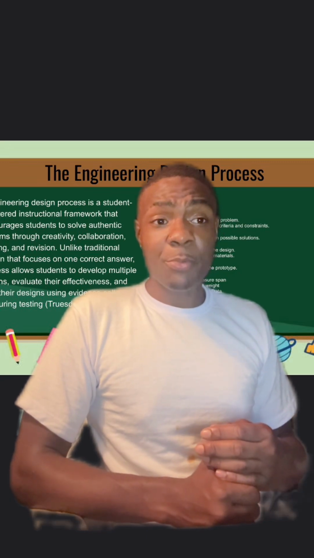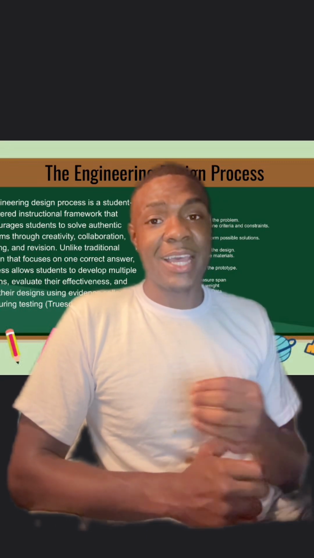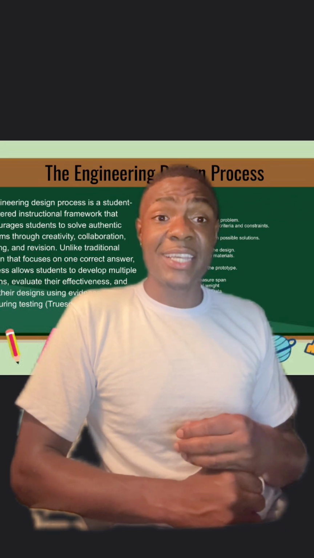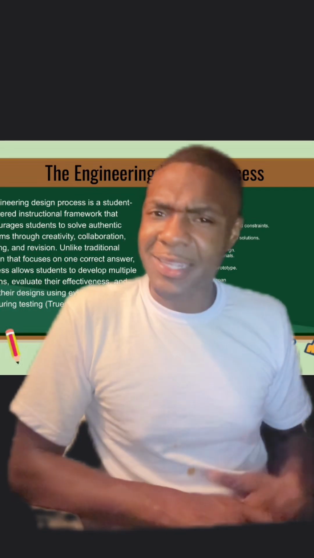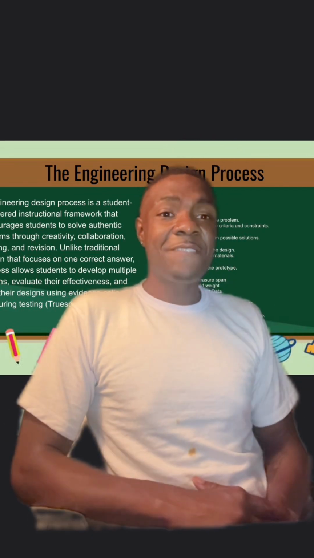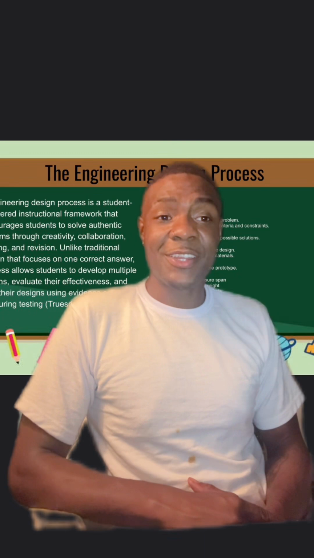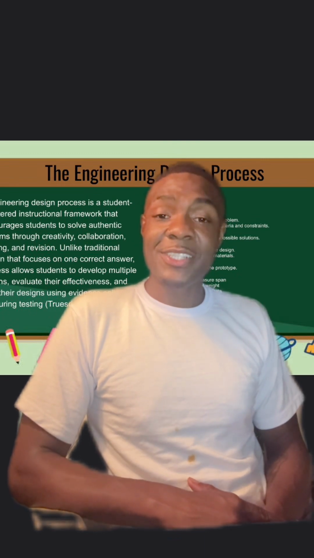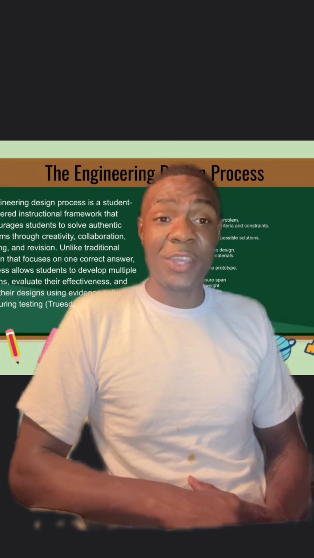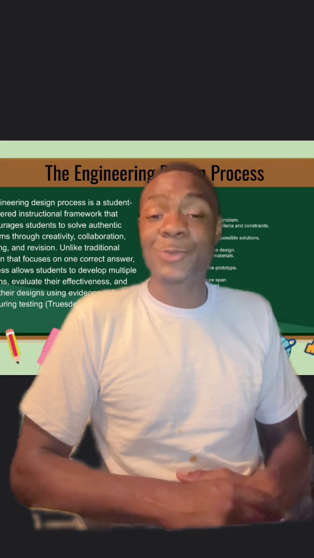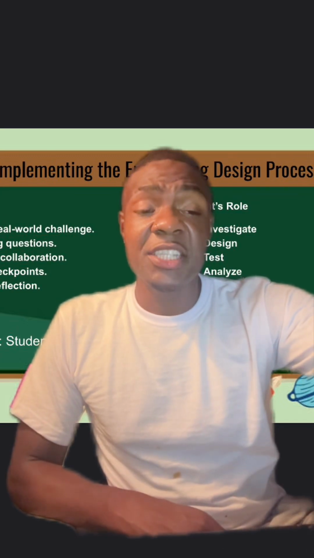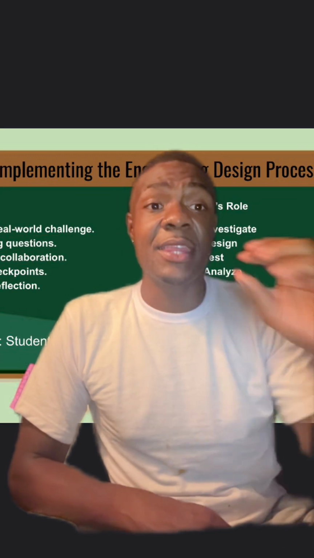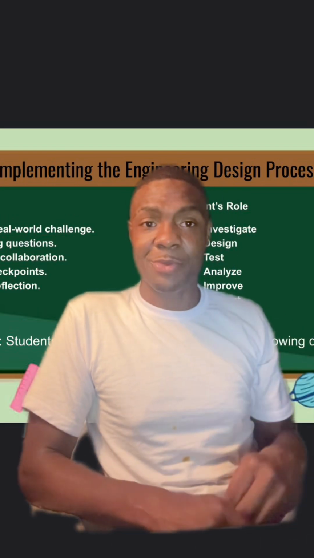Students first identify the problems and brainstorm ideas. Next, they create and test prototypes, collect data, and make improvements based on evidence. Almost like the scientific method, right? Finally, they communicate their findings and explain their design decisions. This process helps students build critical thinking and problem-solving skills, and it helps with collaboration. In the next slide, we will discuss the implementation of the engineering design process.